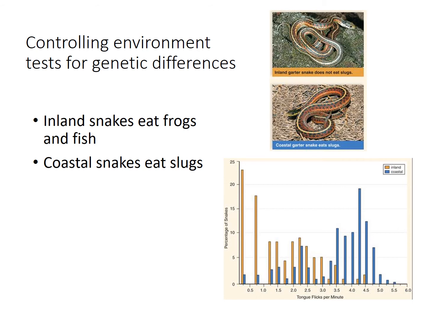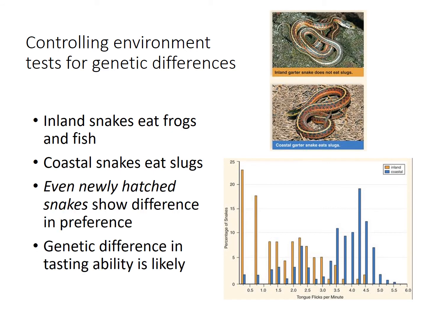So one way that you can control for environment here is to just look at the behavior of newly hatched snakes. If they just hatched, they won't have any experience with their world, they won't have any nurture. And so any difference we can see, we can be reasonably confident that that difference is going to be due to genetic differences rather than learned or environmental differences. So the genetic difference is likely causing this difference in behavior, which they figured out with further research is because they have different abilities to taste those nasty chemicals from the slugs.